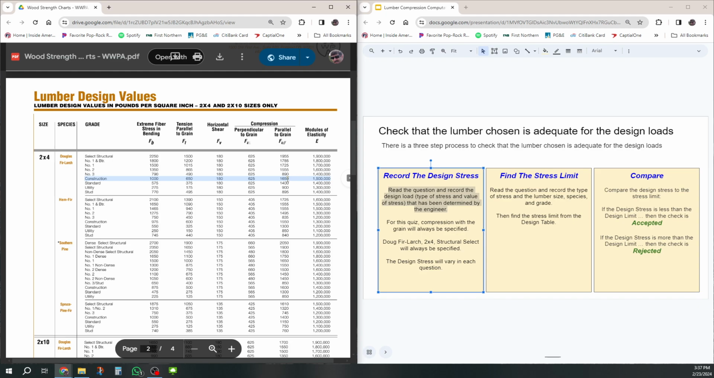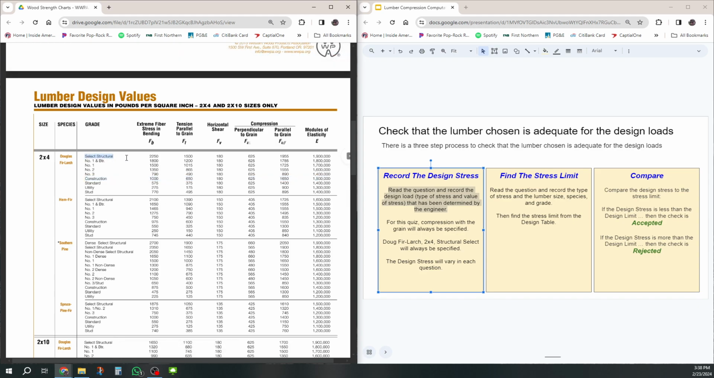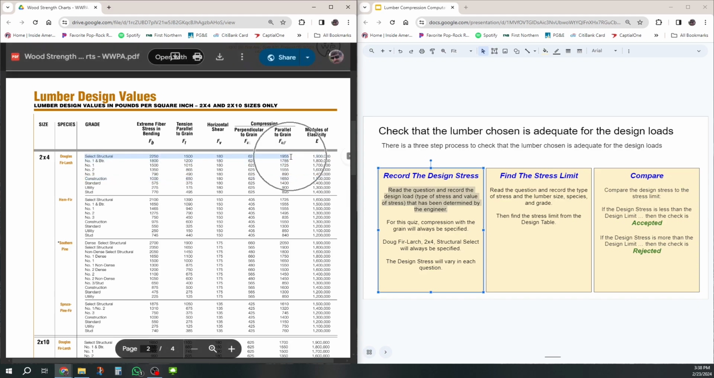than what the engineer gave me as what will be applied. So he said 2,000 will be applied, and 1,650 is the limit, so it's too big. So I would have to reject it. Okay? If the engineer had told me it's 1,600 and they are using select structural, come across, 1955 is the limit, 1,600 is what's being applied, 1955 is bigger, so I can accept that. It's okay.